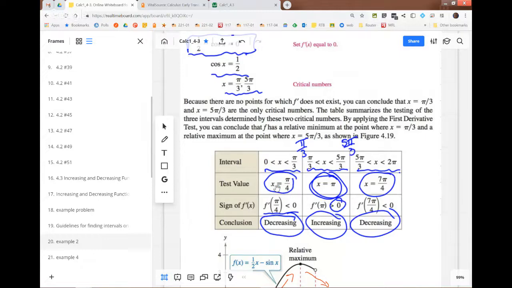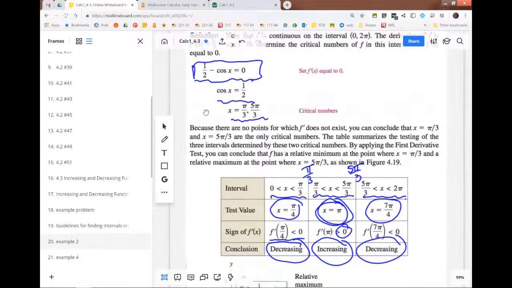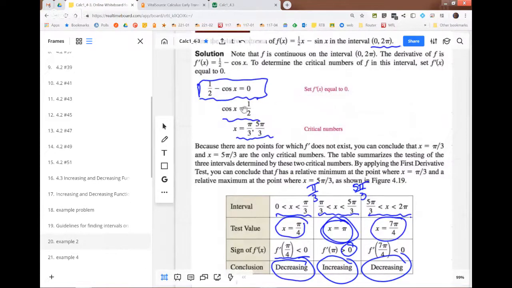What's the derivative at pi over 4? The derivative is 1/2 minus the cosine of x. What's the cosine of pi over 4? Cosine of 45 degrees is 1 over the square root of 2. Okay? 1 over the square root of 2 subtracted from 1/2. 1/2 is 0.5. 1 over the square root of 2 is greater than that. And so you're going to wind up with a negative. And because that's negative, that tells me this whole zone to the left of pi over 3 is going to be decreasing, because the first derivative, even though we only did it at a test value, tells me that the first part of this has got to be decreasing.